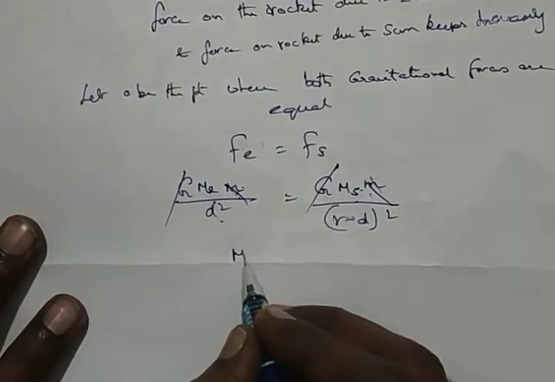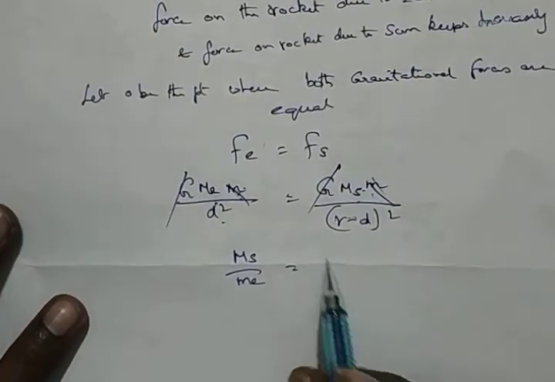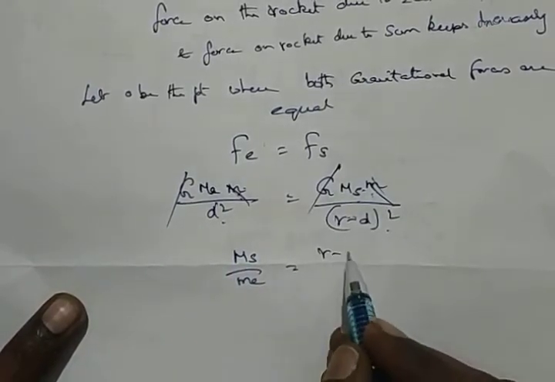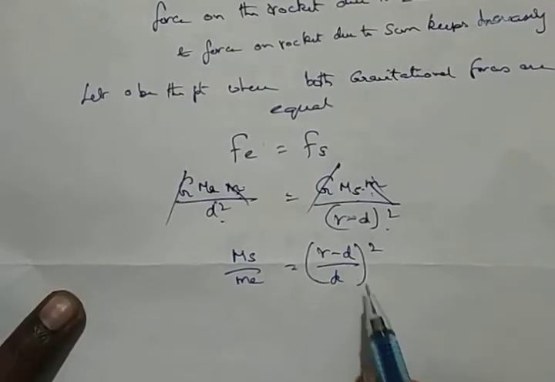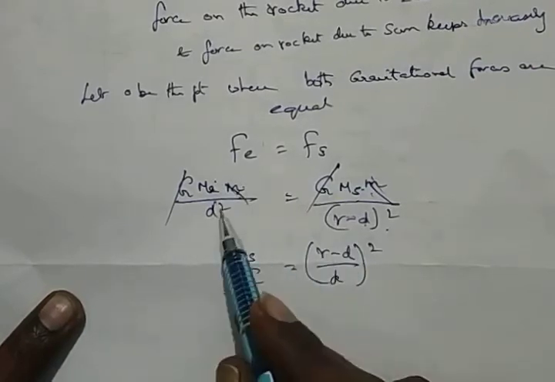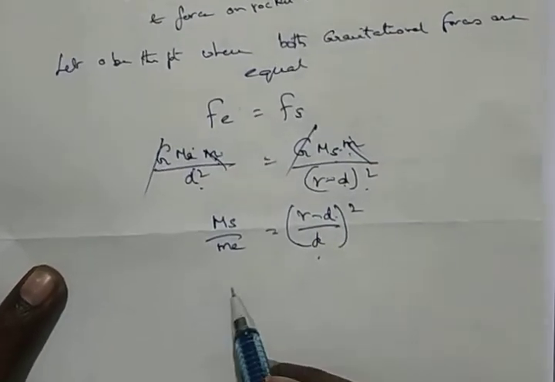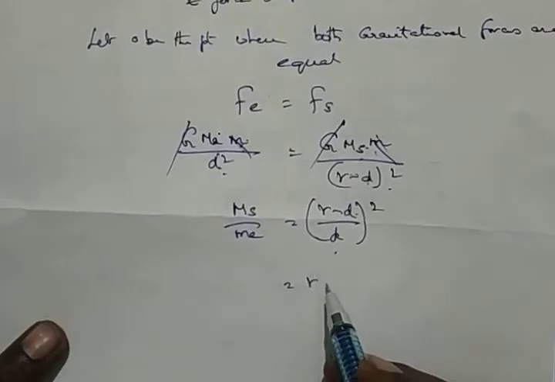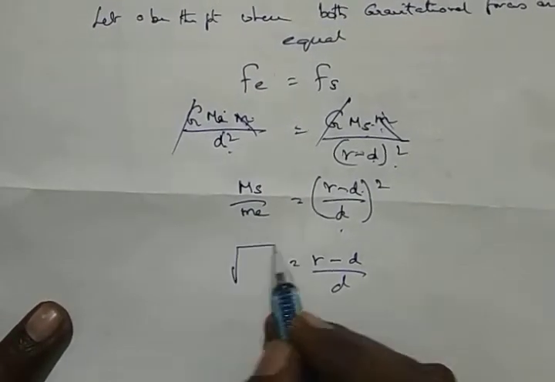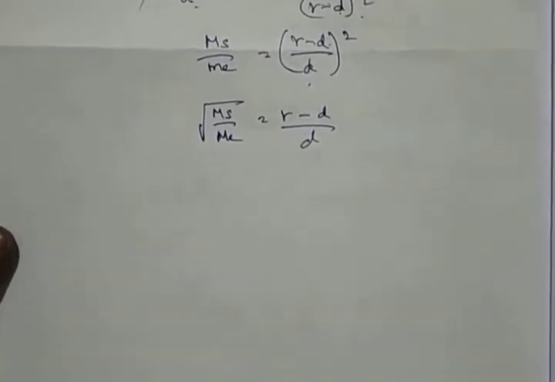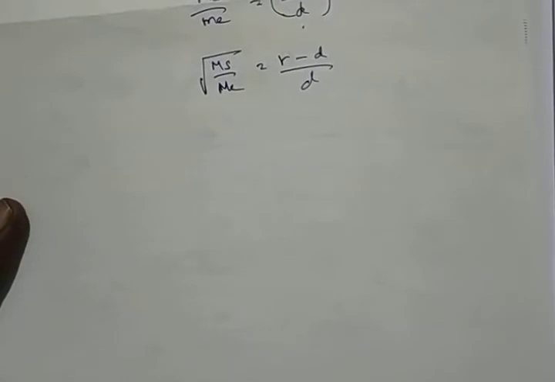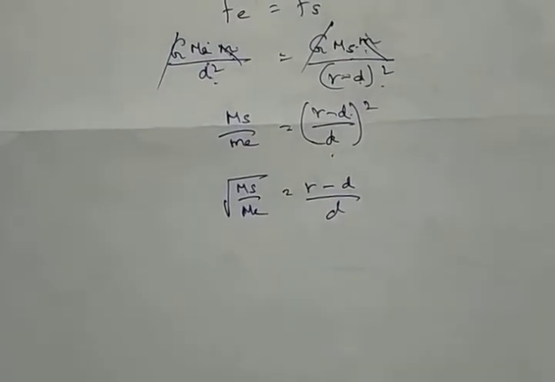So you can write Ms upon Me, keep it here itself, brought down: (R minus D upon D) the whole square. Why did I put whole square? R minus D, if it goes up, it is D square, so it is going to be whole square. In other words, (R minus D) upon D is equal to the square root of this. Now you can look at the parameters and find out what are the things given there for the mass and for the radius and everything, right?